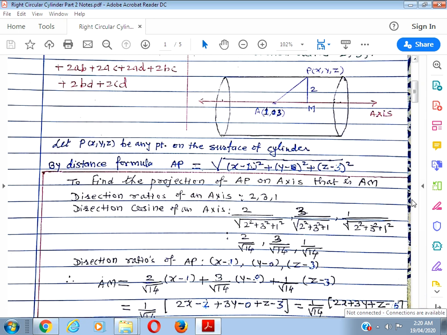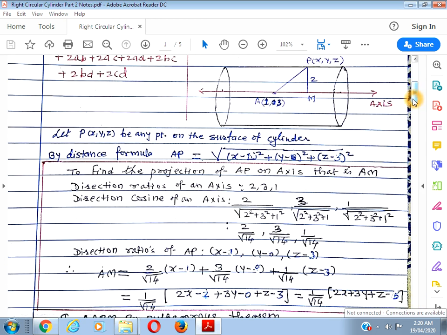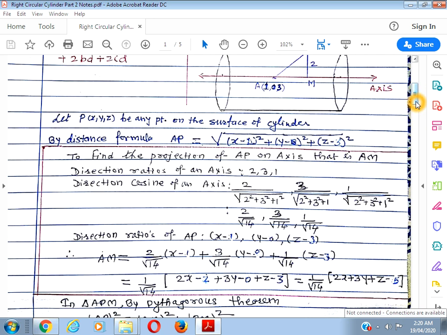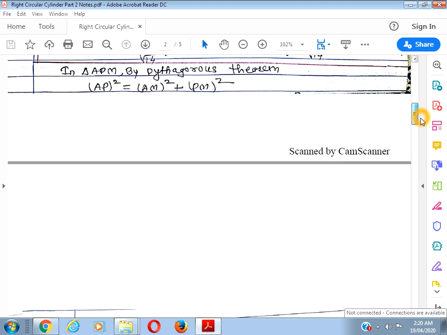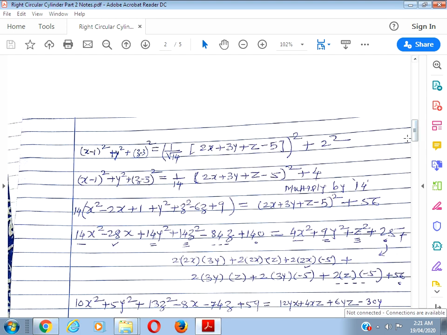And here try to solve for one more step. 1 by root 14 is common, therefore take 1 by root 14 common and try to solve this one. It is minus 2 minus 0 minus 3, which is minus 5. Now we have obtained AM, PM and AP. So in triangle APM, use Pythagoras theorem. So this is the Pythagoras theorem, and putting value of AP, AM and PM here in this equation, you will be getting this one.